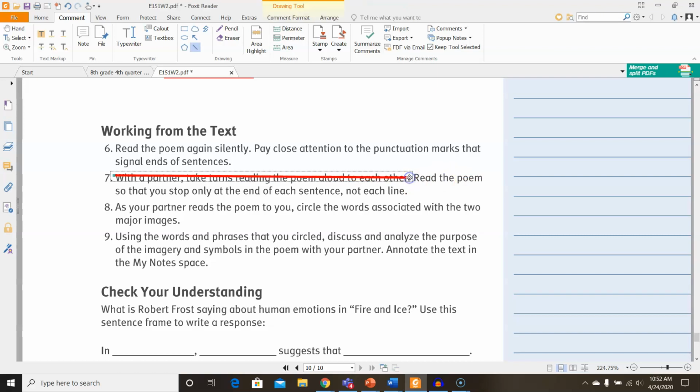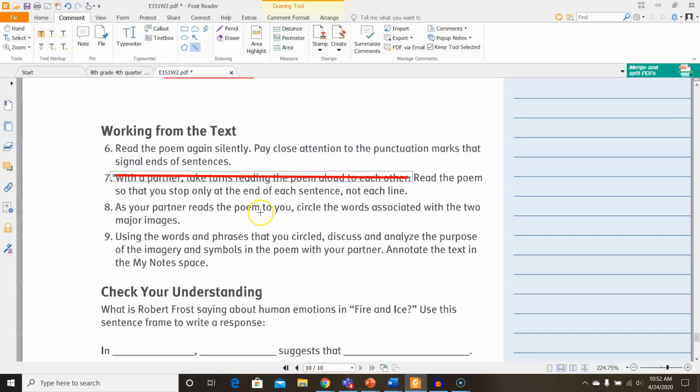But I do want you to read the poem aloud by yourself so that you only stop at the end of each sentence, not each line. So oftentimes when we read poetry, we're naturally inclined to stop at the end of the line, but what you're being asked is to read it to yourself, but this time try to stop at the end of the sentence so that you could feel how the poem should flow according to the punctuation marks.